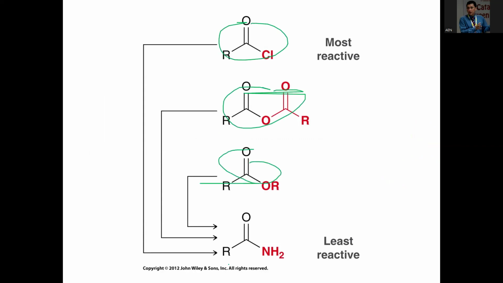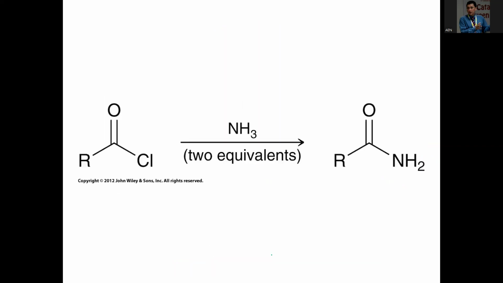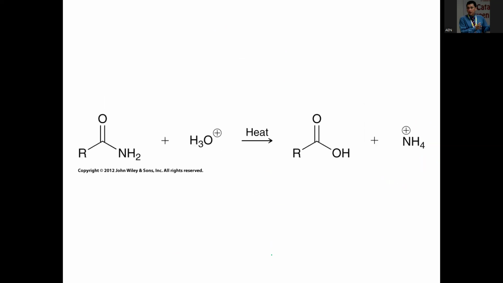Okay, the most stable or least reactive is the amide. So let's see what we have in amides. How do we make amides? Amides are made by mixing acid halides with two equivalents of ammonia, or amines or secondary amines. They also can get hydrolyzed. We are not going to do the hydrolysis of amides, although you could. You shouldn't be surprised if I do, but it's the same thing.